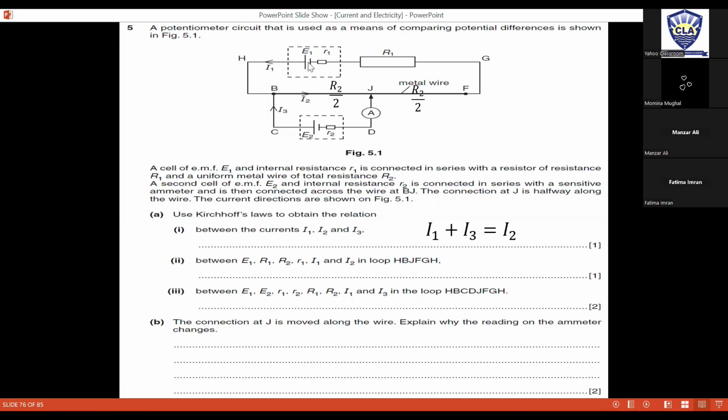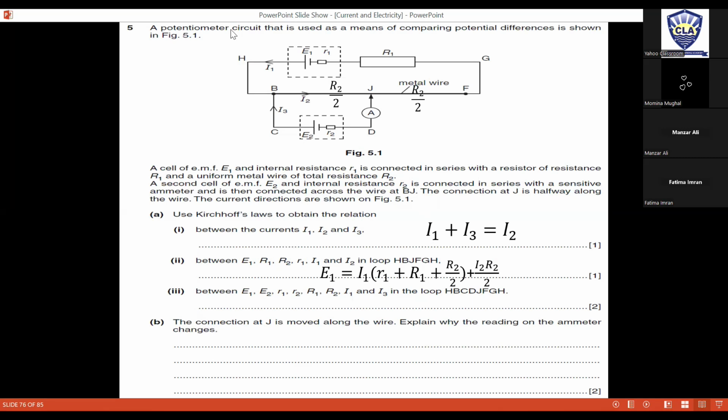So we have EMF E1. I1 will be creating a potential difference across small r1, capital R1, and R2 by 2. Only the voltage that is dropped across R2 by 2, that is BJ, is due to I2. So I1 will be multiplied by all the resistors, plus I2 R2 by 2. So we just use a path, and in that path the current will only flow in that path. It will not be leaving that path.